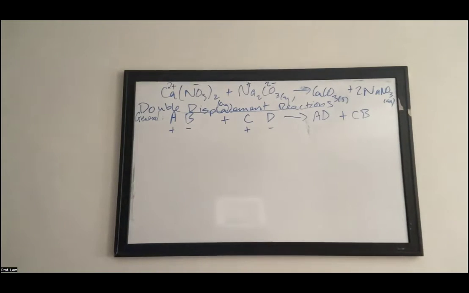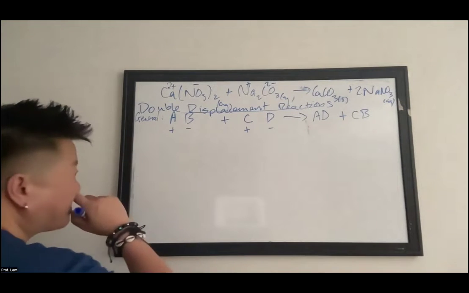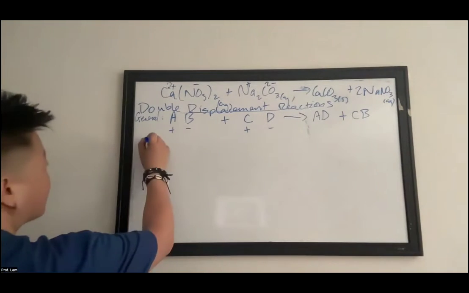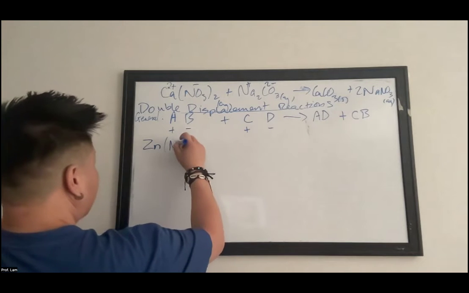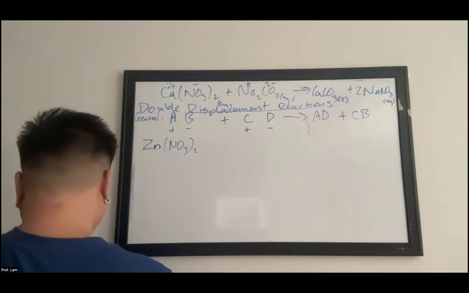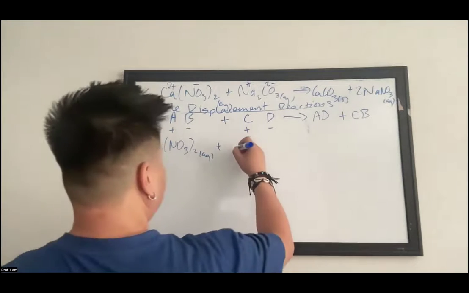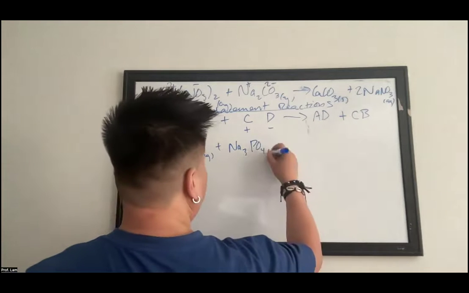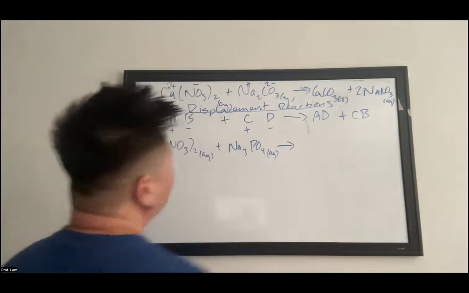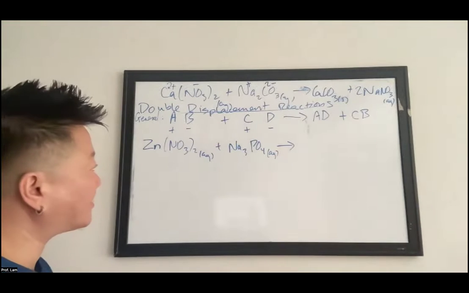Let's see. Should we do another example? Let's do zinc nitrate and sodium phosphate. Okay, and so let's practice predicting the products here.